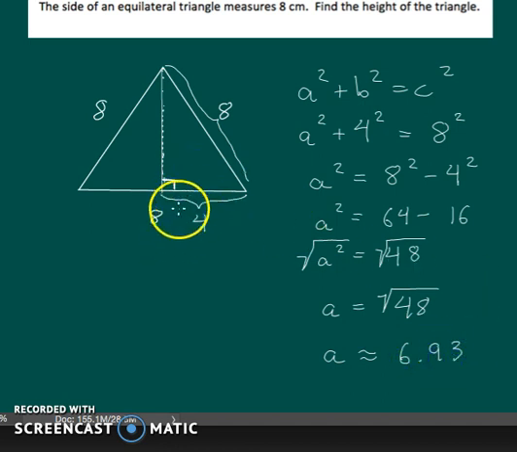6.93. So if you look at your initial triangle here, and we just figured out that the height is approximately 6.93 centimeters. That does make sense in terms of this triangle. And you always want to make sure when you find your answer to look at the triangle that you just figured out and ask yourself, do these numbers make sense? Always make sure that the hypotenuse is the longest one. And this looks good to me.